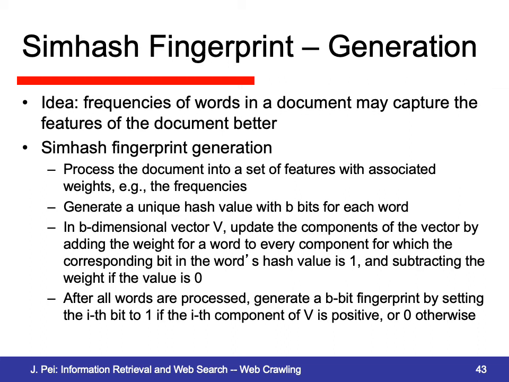In the b-dimensional vector, we update the components of the vector by adding the weight for a word to every component for which the corresponding bit in the word's hash value is 1, and subtracting the weight if the value is 0. After all the words are processed, we generate a b-bit fingerprint by setting the ith bit to 1 if the ith component of v is positive, and set it to 0 otherwise.